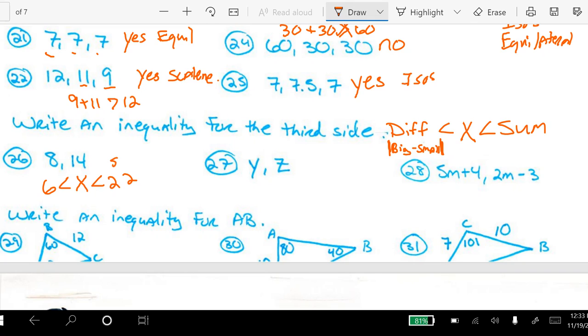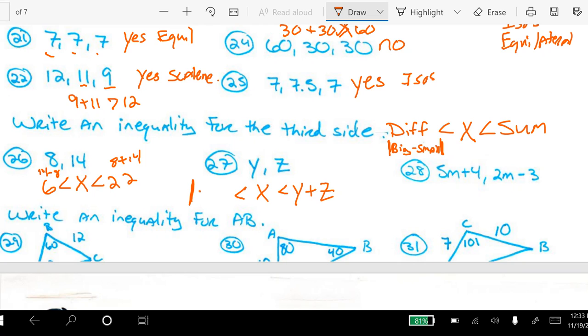All right, we got 8 plus 14. And we got 14 minus 8. For the next one, 27, again, I'm going to use x. Now for 27, it's a little different because they're variables. We can't actually combine them. So it's just going to be, x is less than y plus z. And it's going to be greater than.